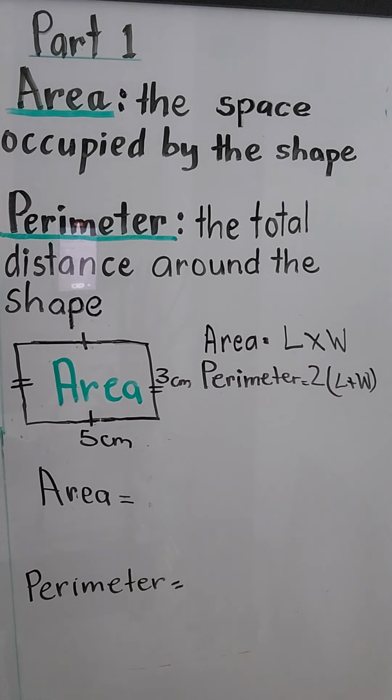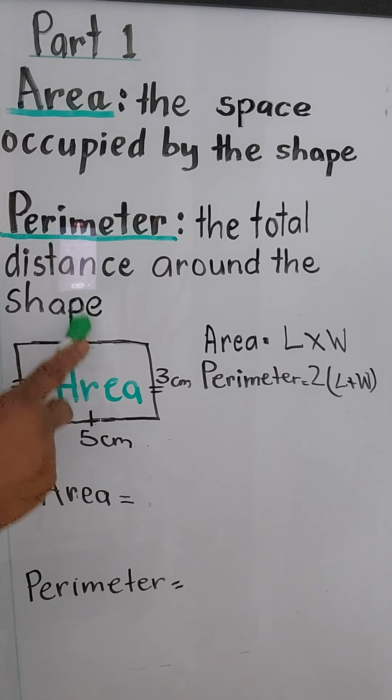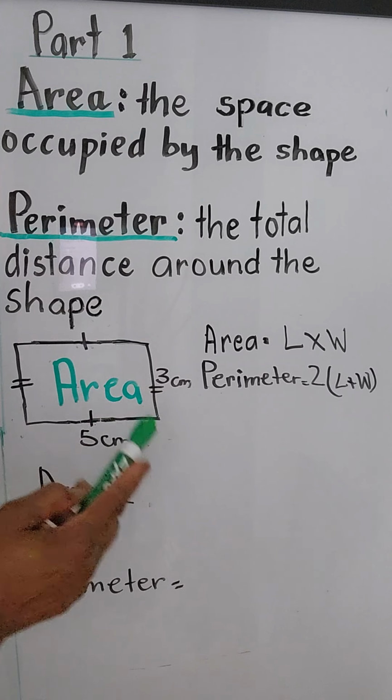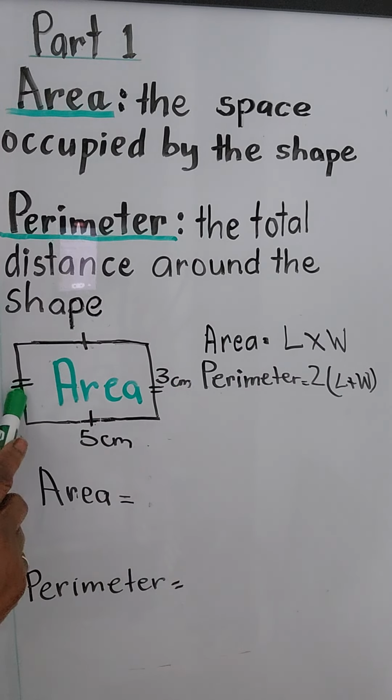Now our next shape is a rectangle, and a rectangle has 2 lengths and 2 widths. In other words, the opposite sides of a rectangle are equal. So the length is 5, so that means this opposite side is also 5. The width is 3 centimeter, that means the opposite side is also 3 centimeter.